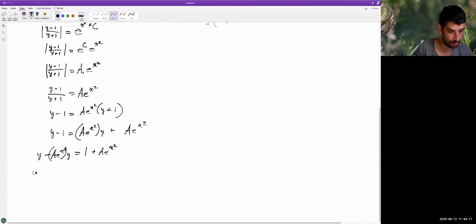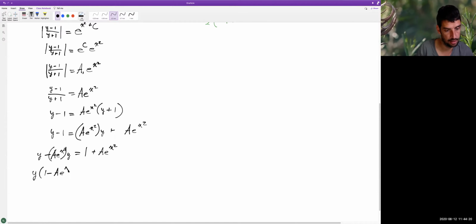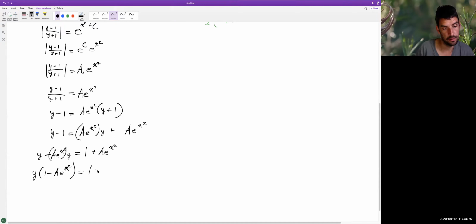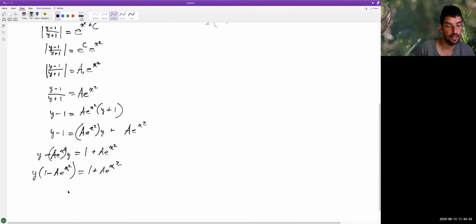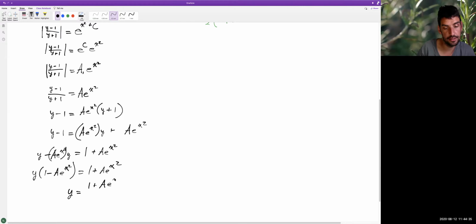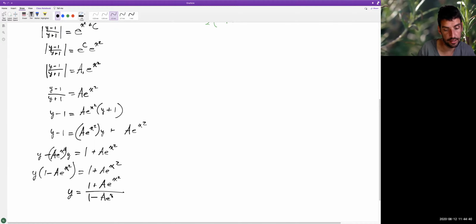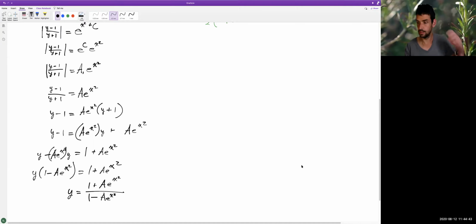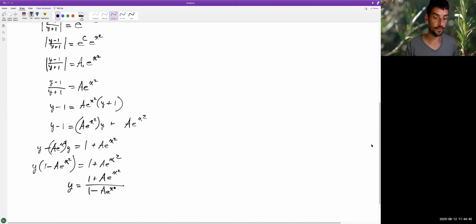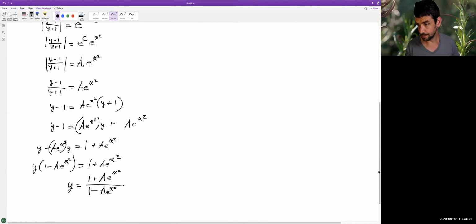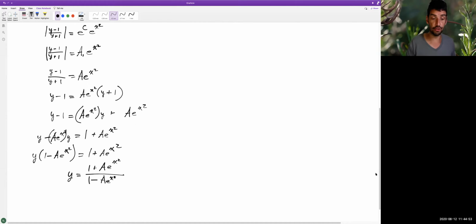Okay, I can factor out a y. And then divide by this expression. y equals (1 plus a e to the x squared) over (1 minus a e to the x squared). Okay, so now this is our solution, right?